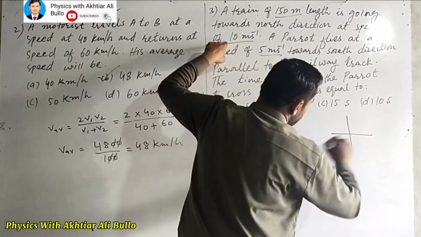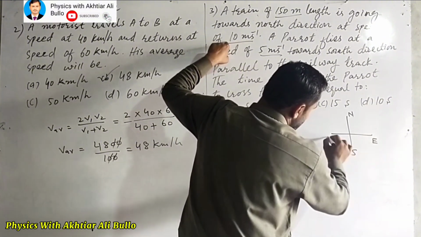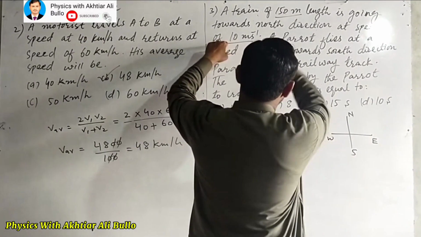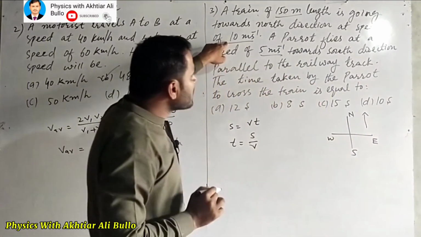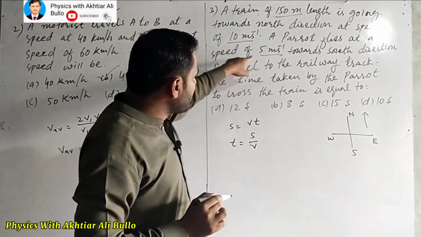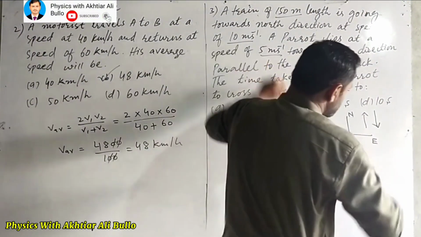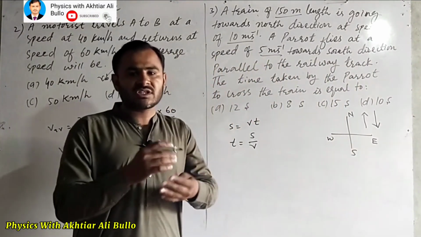So by using the direction indicator, this is north, south, east and west. Means train is going towards north with 10 meter per second, and a parrot flies at a speed of 5 meter per second towards south. So the train and parrot are moving in opposite direction.